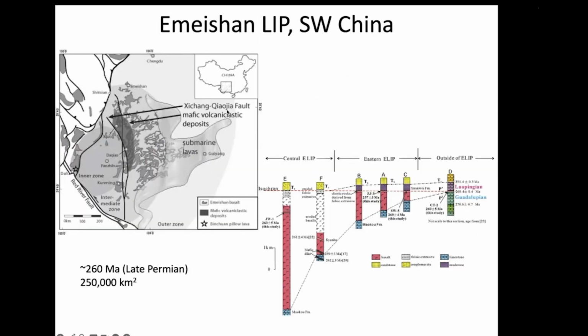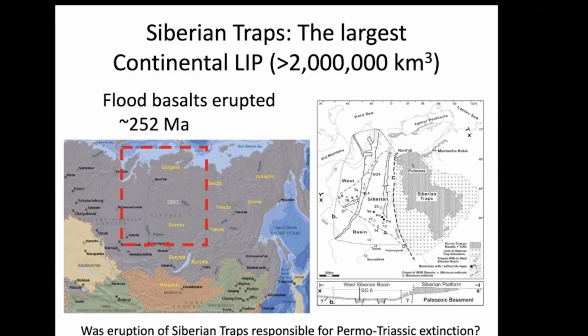Now, another very famous one is called the Emeishan LIP in southwest China, down here. This region is very deformed, so you only see pieces of this thing coming up. But this is also late Permian. This is not quite at the Permo-Triassic boundary, and it's 250,000 square kilometers as opposed to the Siberian Traps, which is more than 2 million.